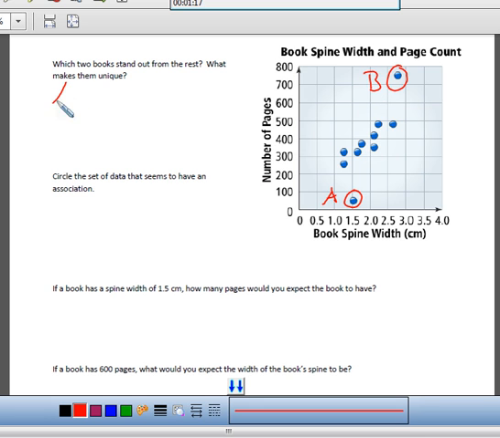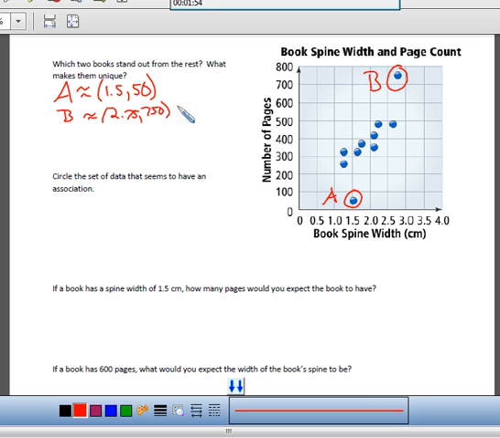A looks like it is about the point 1.5, 50. So a spine width of 1.5 centimeters, about 50 pages. B looks like it is about 2.75, in between 2.5 and 3, and 750.